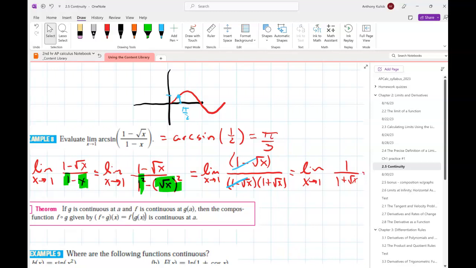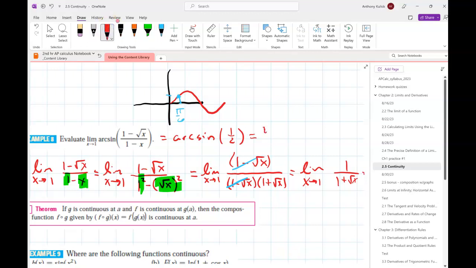How did I get pi over 3? Oh, I'm sorry. That's not pi over 3. It wasn't pi over 3 and 2 pi over 3. It's pi over 6 and pi over 3. Those are the two that I should be thinking of. Yes, it should be pi over 6. My apologies.